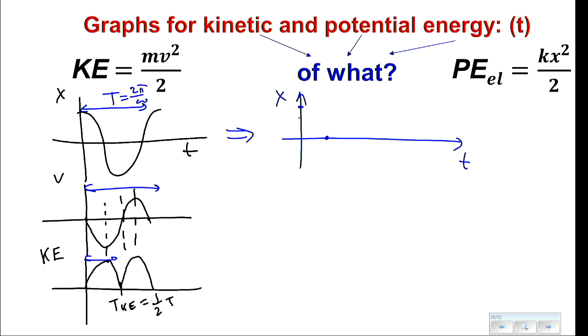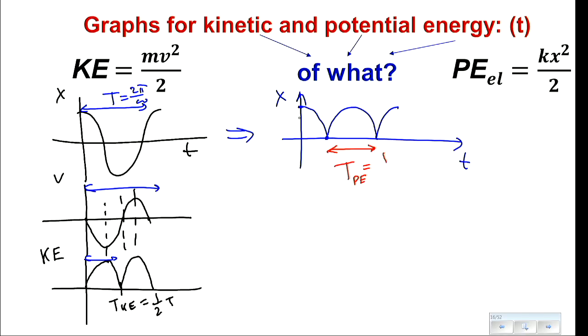When we go through the equilibrium, potential energy is 0. But, again, x is squared in that equation. So when x is positive, x squared remains positive. But when x is negative, x squared again is positive. So this is the graph for potential energy. And that will be the period of the potential energy.